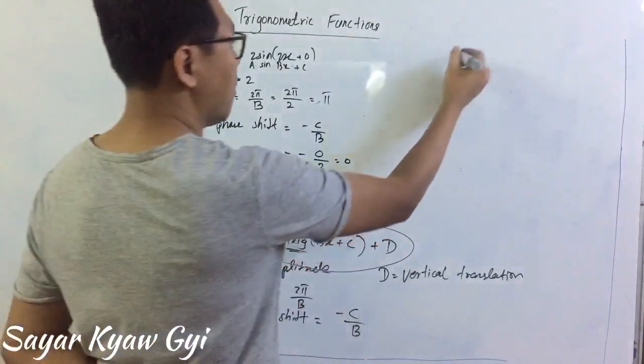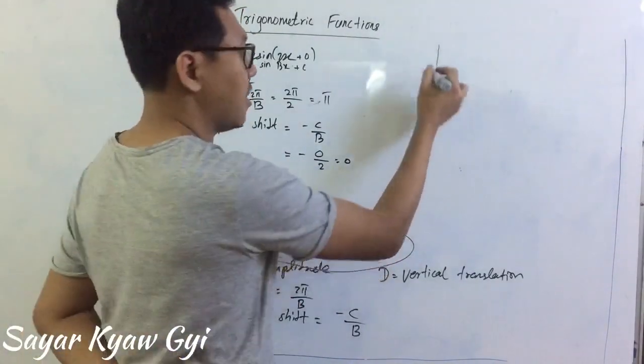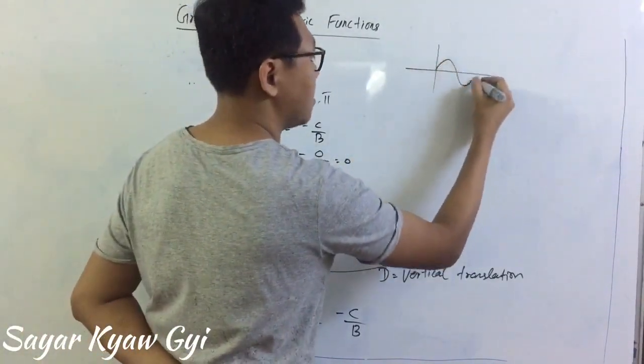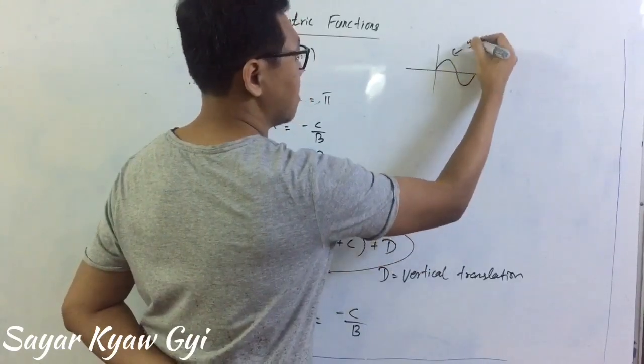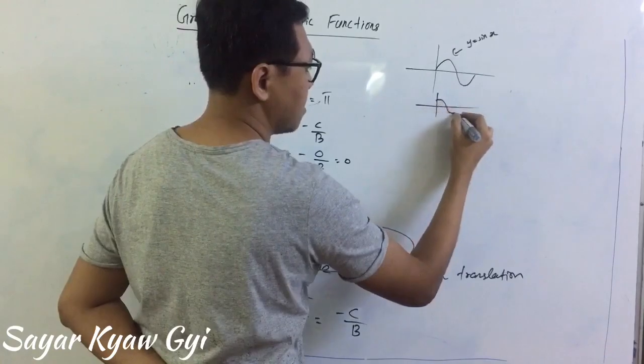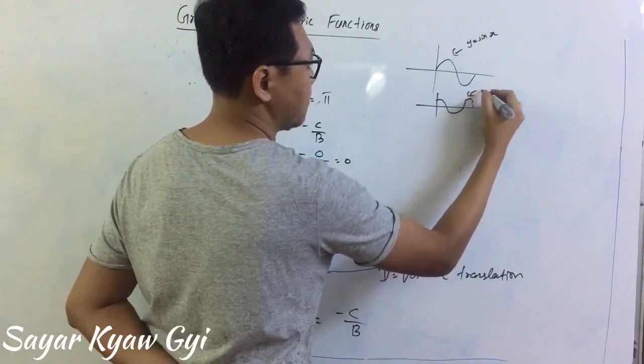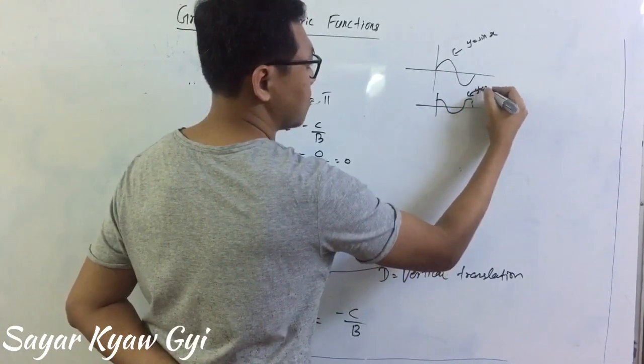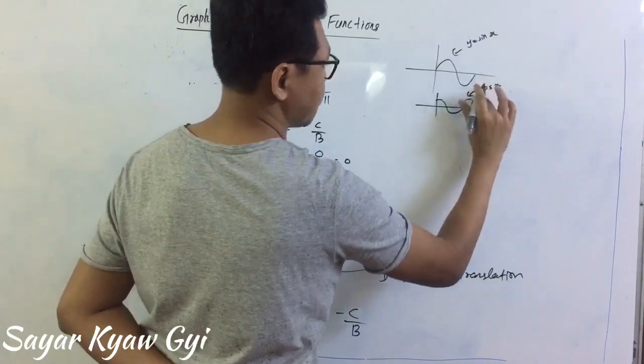Okay, before we do anything, I want to draw a little bit of sine, which you have memorized. And like this, this is cosine. What I'm going to do with cosine is, okay?